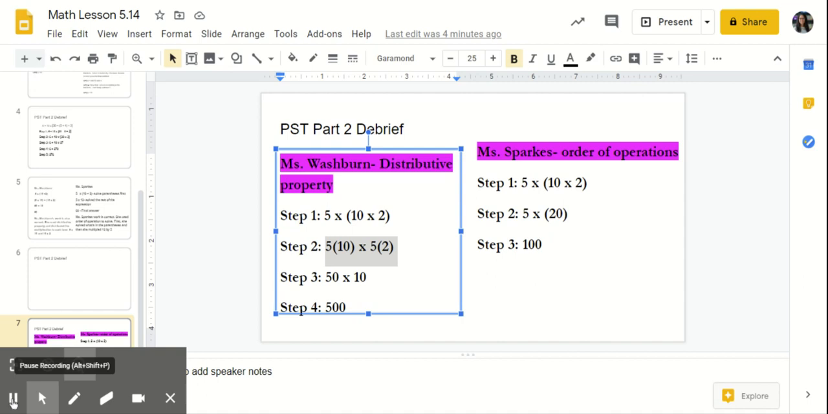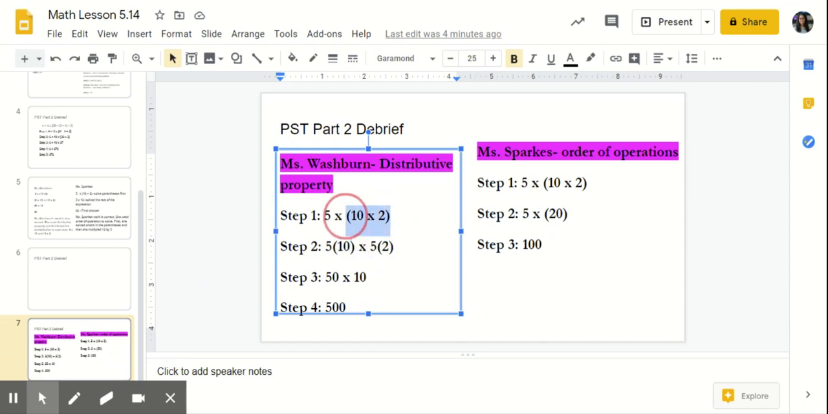Although Ms. Washburn got the correct answer when she used the distributive property on the first expression, she did not get the correct answer here because we can only use a distributive property when we are adding or subtracting the terms inside of the parentheses. So as we can see here, we are multiplying 10 and 2. So we cannot use the distributive property.